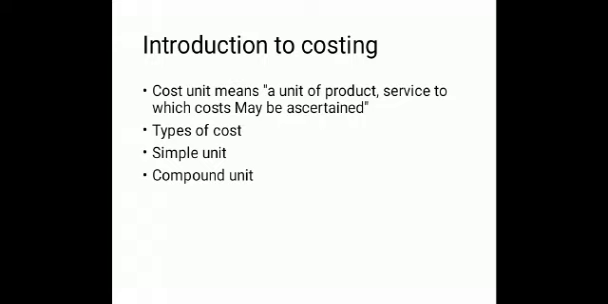Under the composite unit, the examples are like hotels, guest night. So one guest for 2 days or 3 days, like that. So guest and night is a compound unit for hotels. For electricity, kilowatt hours.